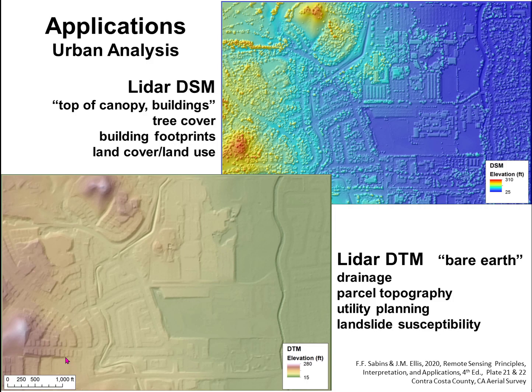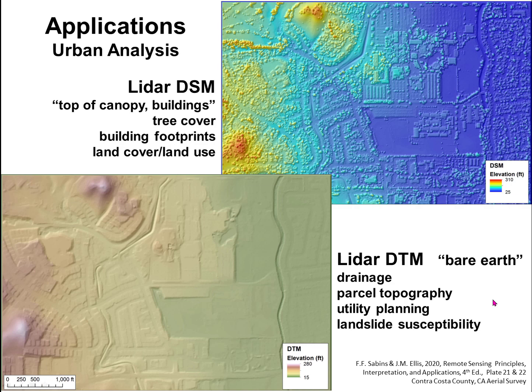Lidar is an incredible tool. This is an example from Central California and Pleasanton. And the digital surface model is the upper right. It's the top of canopy, top of buildings, and if it's bare earth, if it's open space, it's the top of the earth. And in the lower left is a digital terrain model, otherwise known as a bare earth. So the upper right, you can see we can analyze the tree cover, the building footprints, and all these really help build a land cover land use map.